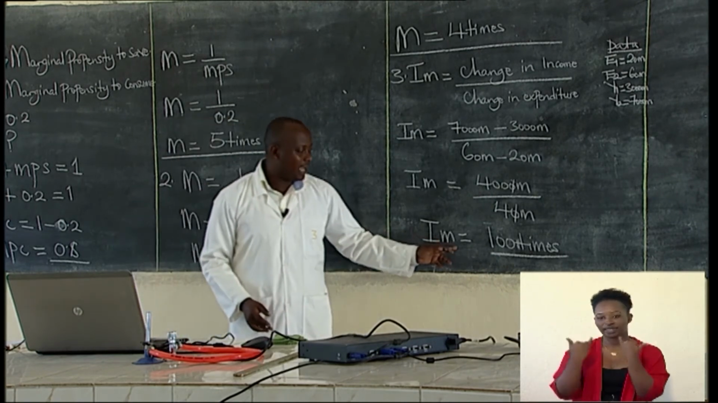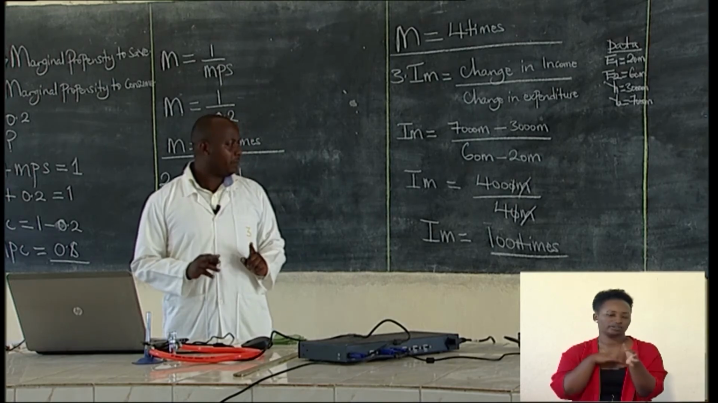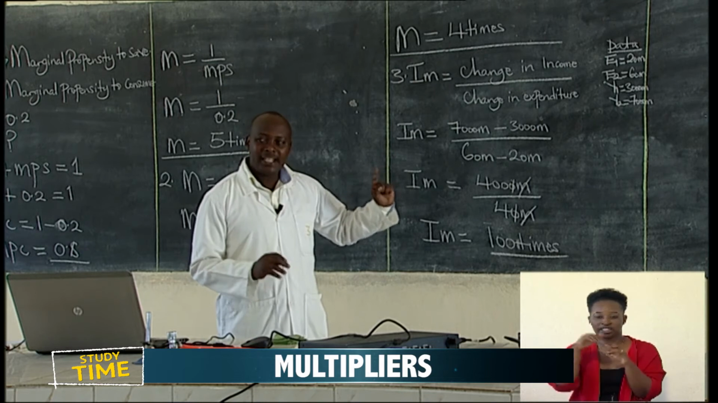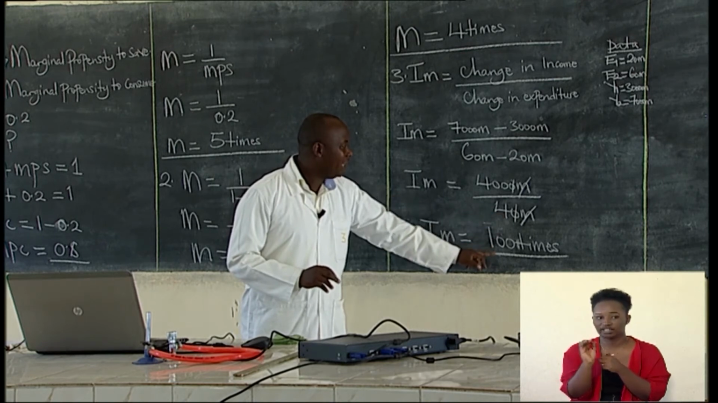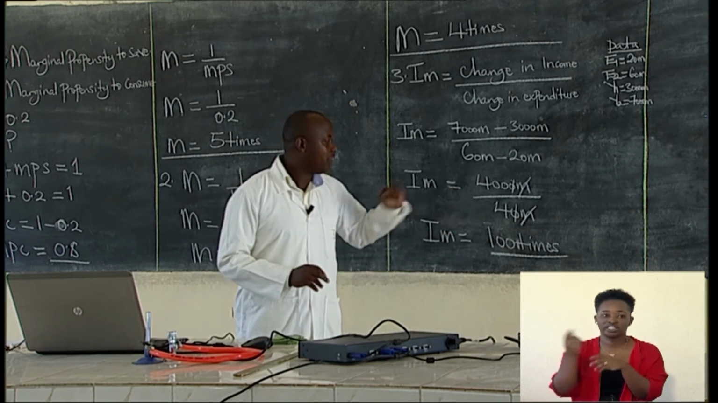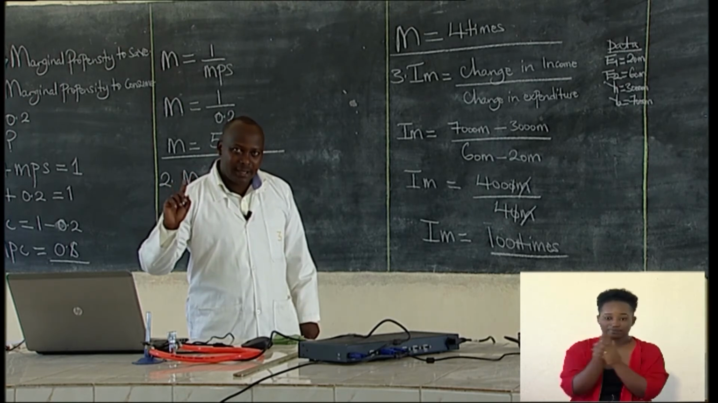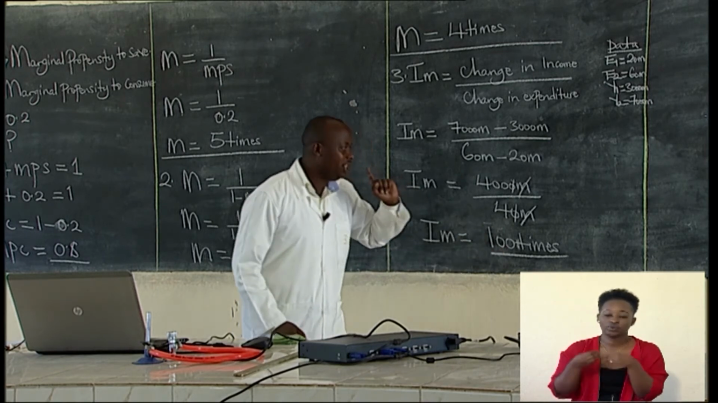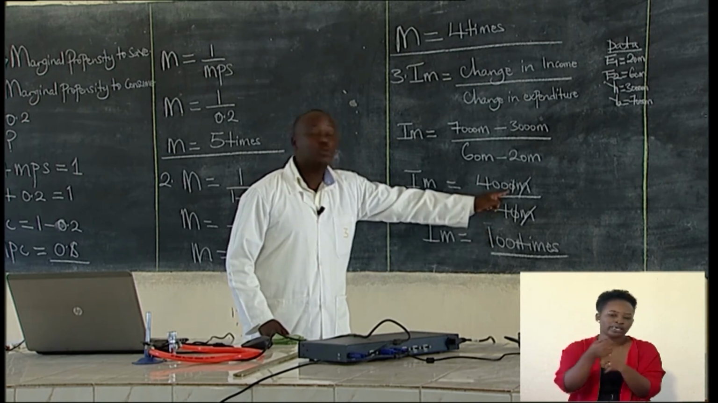Now, our investment multiplier is 100 times. And how do we interpret this? If they ask you to interpret, the interpretation is the change in investment expenditure, which is 40, multiplied itself 100 times to give a final change in income of 4,000 million, because 40 times 100 gives you 4,000 million.